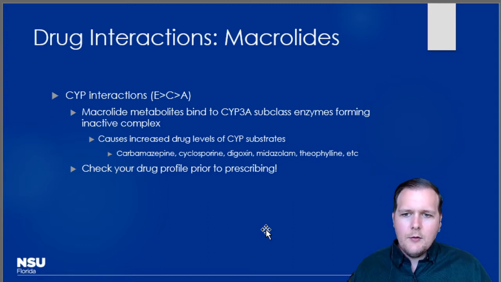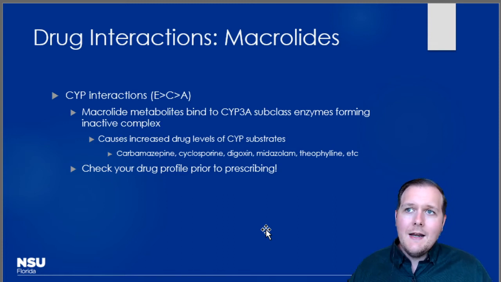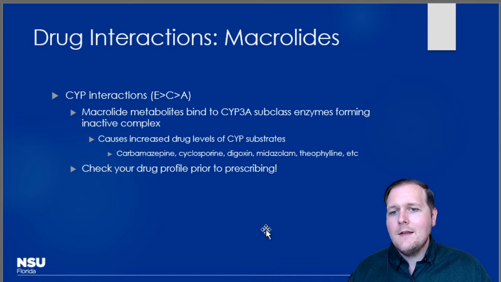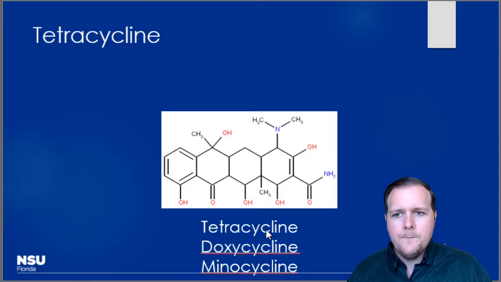So you've got to check the profile prior to prescribing. Make sure the patient does not have anything on board already that could be interacting with the macrolides that you would like to use in that patient, okay? So get a full medical history. Make sure there are no medications going to interact here, because that could be a big problem for them.